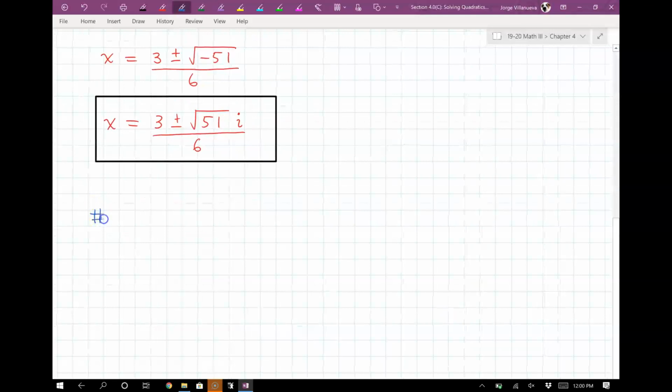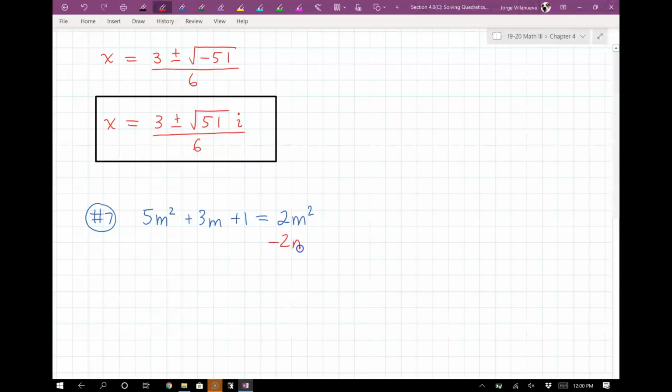Now let's look at number 7. So number 7, 5m squared plus 3m plus 1 equals 2m squared. Remember, you guys have done this before. The only thing that's new is that now we're getting the letter i coming out, right? So we're getting the letter i showing up. So I'm going to move the 2m squared over. And that gives me 3m squared plus 3m plus 1 equals 0.